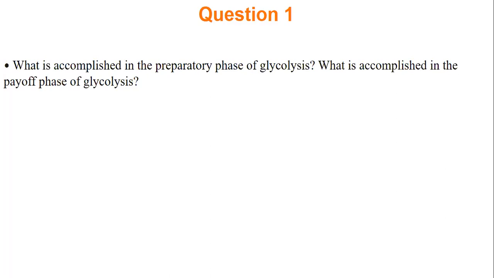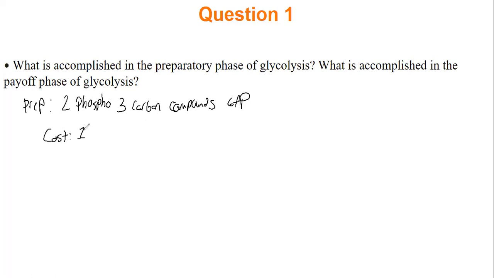So in the prep phase, we created 2 phosphorylated 3-carbon compounds, GAP, at the cost of 1 glucose. Well, I mean, 1 glucose is what we invested at the very top, plus 2 ATP.